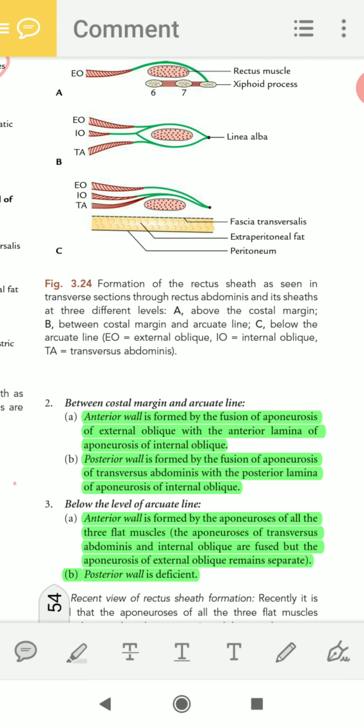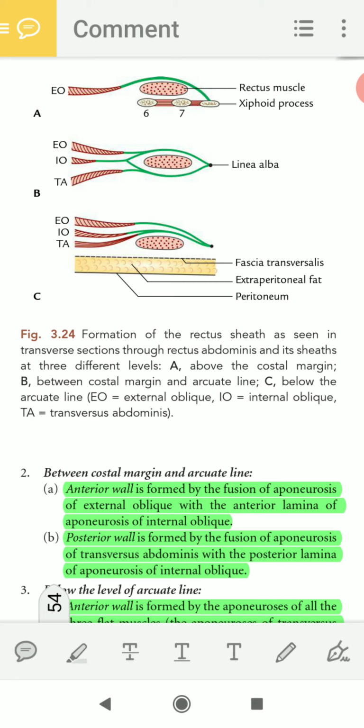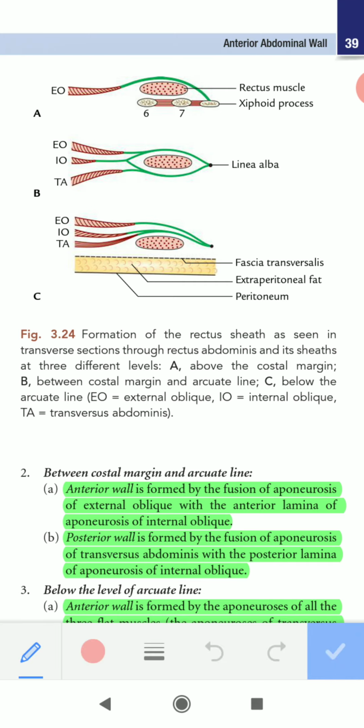Now, how is the rectus sheath formed? At 3 levels it is formed differently. At first, above the costal margin, the rectus sheath is formed by the aponeurosis of the external oblique muscle. It forms the anterior wall, but here the posterior wall is deficient.